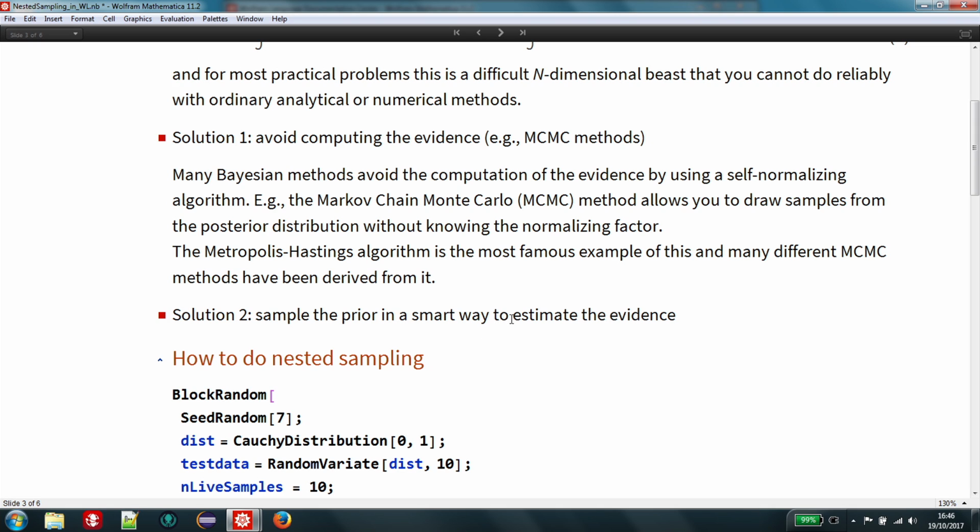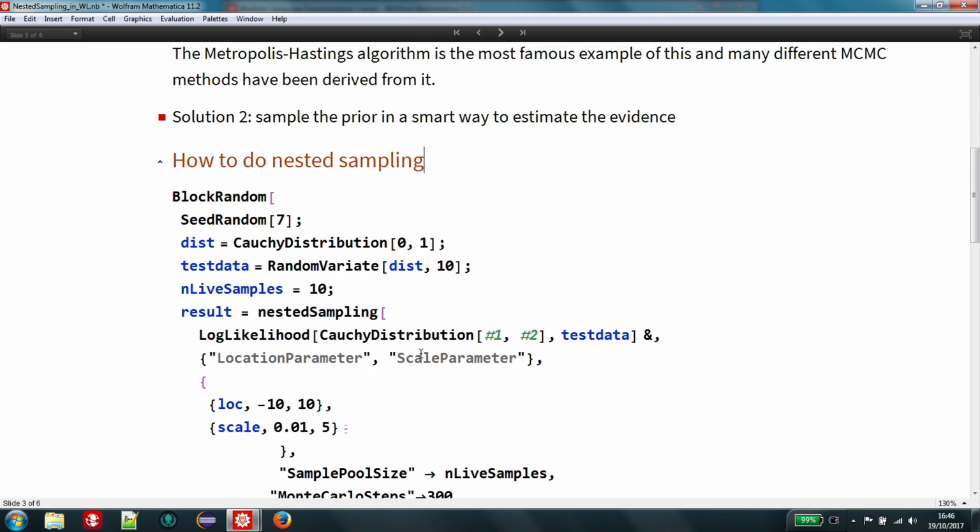So we have what's called the nested sampling algorithm. The nested sampling algorithm does allow you to estimate the evidence. And let me try and explain that to you.